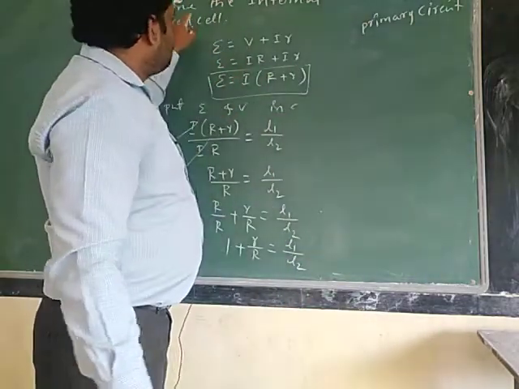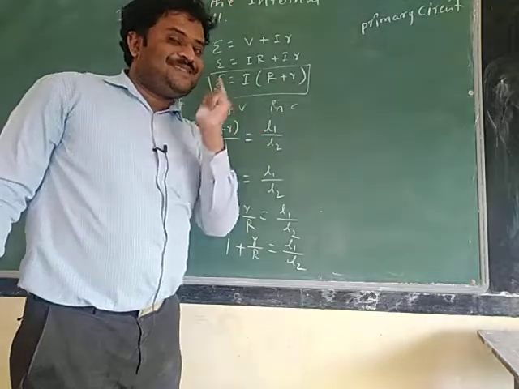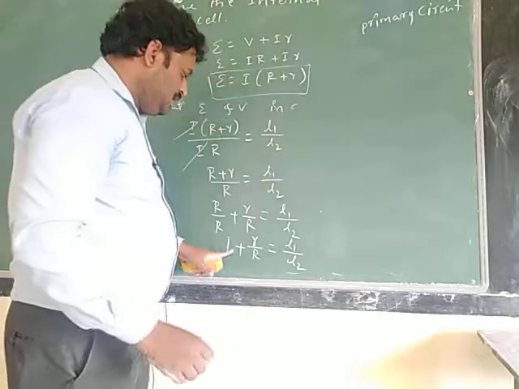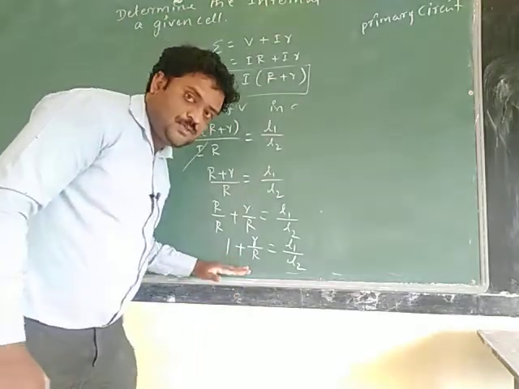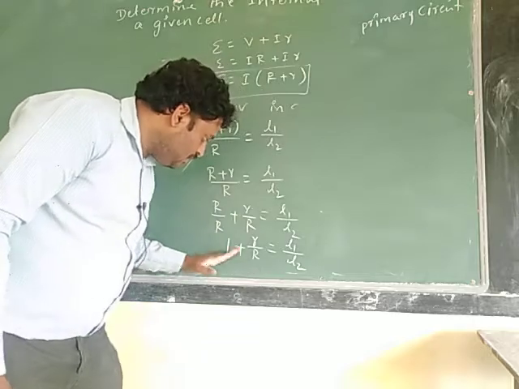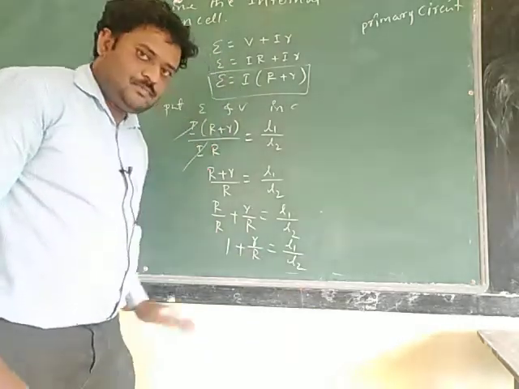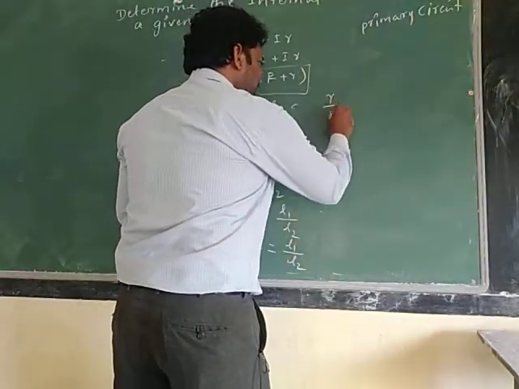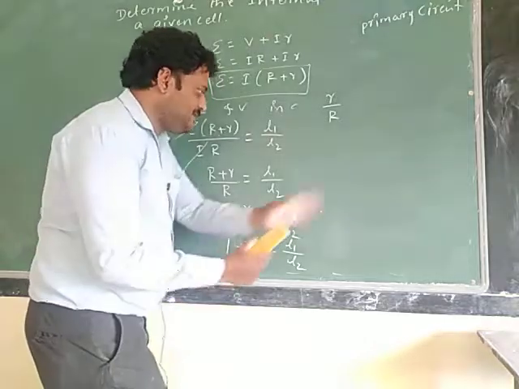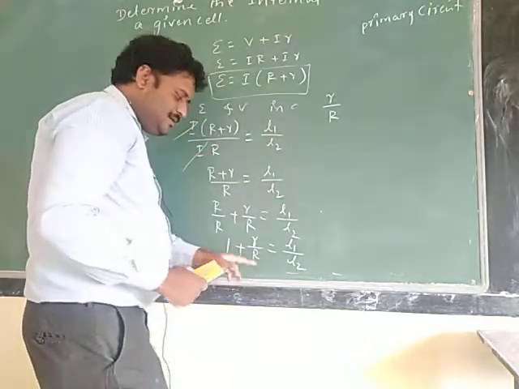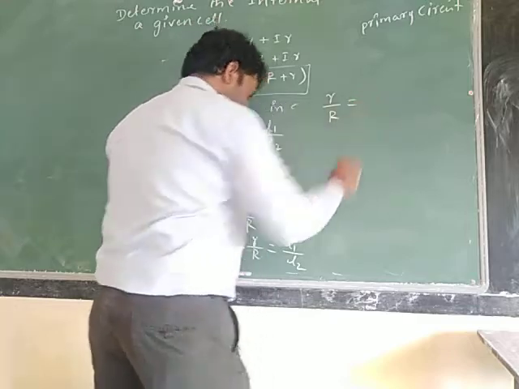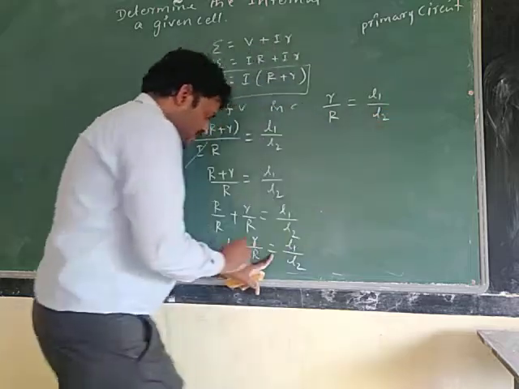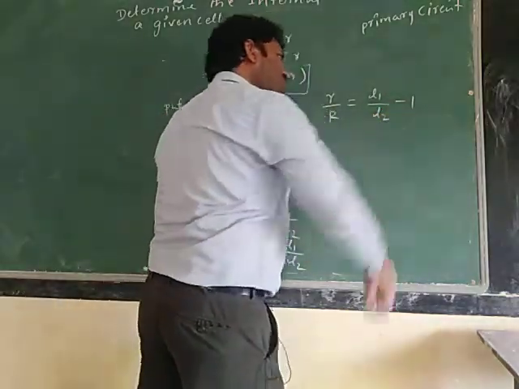So here our aim is to determine the internal resistance of a cell. Now just to simplify this expression, look at this last step. When I bring this 1 to the right hand side, only r by R is left on the left side of this last equation, and that is equal to, on the right hand side, L1 by L2 minus 1.